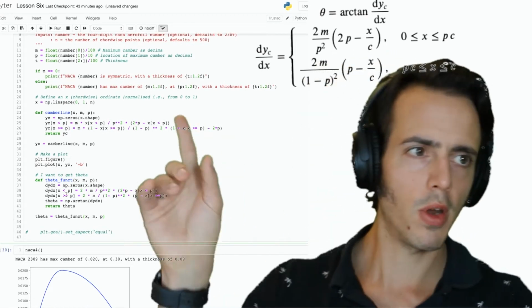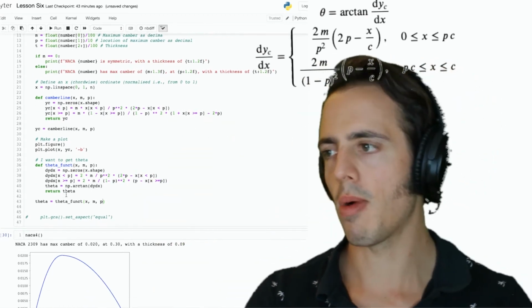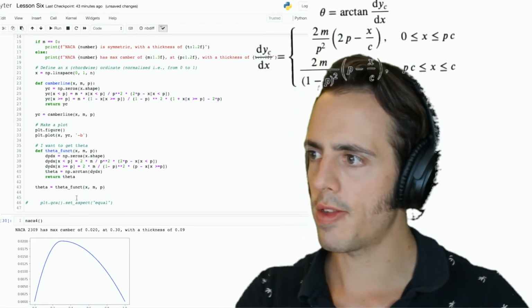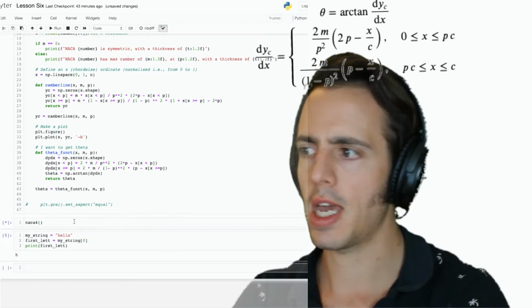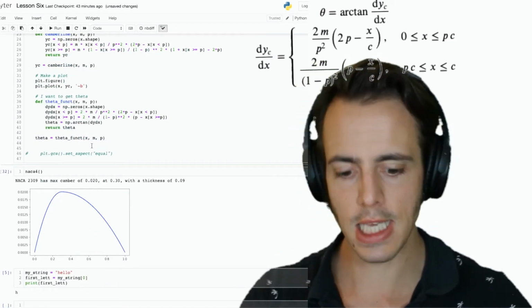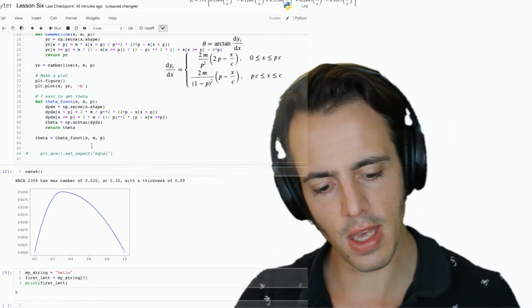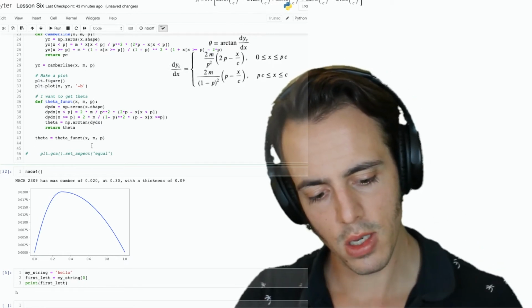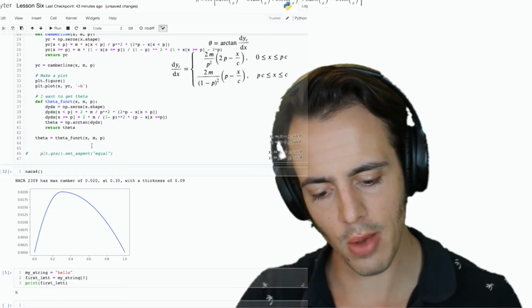You might wonder why I'm putting these all into functions. It will become clearer when we try and do something smart a little bit later. So I've redefined this whole thing, and if I run this again, just check it doesn't fall over. It hasn't fallen over, so it's calculated this theta. And we're going to use this theta to help us plot our aerofoil, and we're going to use these expressions to get the upper and lower surfaces.